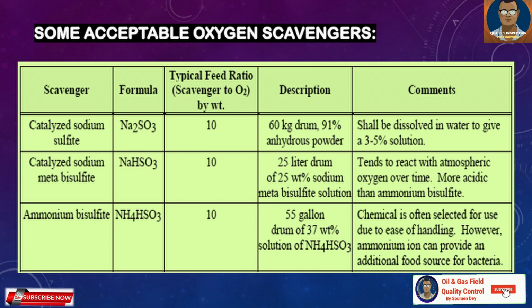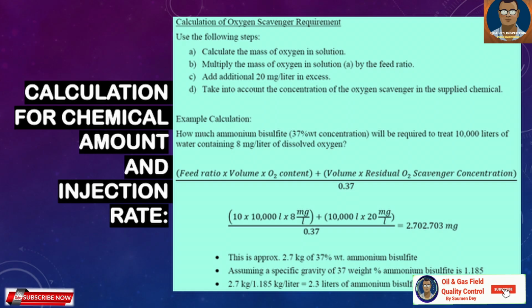However, ammonium ion can provide an additional food source for bacteria. So these are some oxygen scavengers approved by our client, but there must be more, so you can select from there. Let us do some simple calculations to select the amount of oxygen scavenger we need.